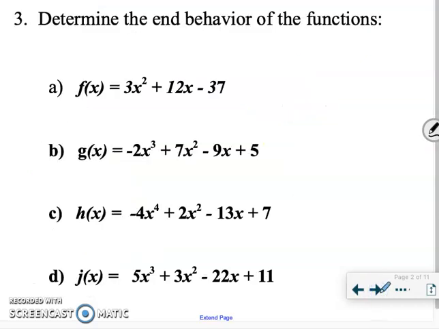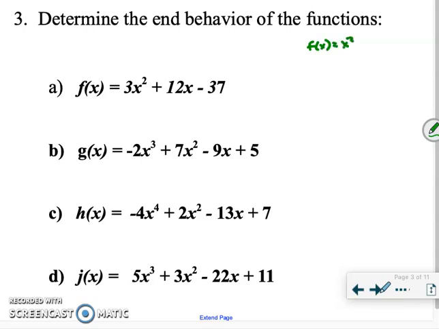All right, next slide. We want to determine the end behavior of the function. So remember that when we talk about end behavior, the first thing that we want to focus on or look at is going to be the overall degree of the function. So if the degree is even, we want to use the exact same pattern, I suppose, as my parent function f of x equals x squared.